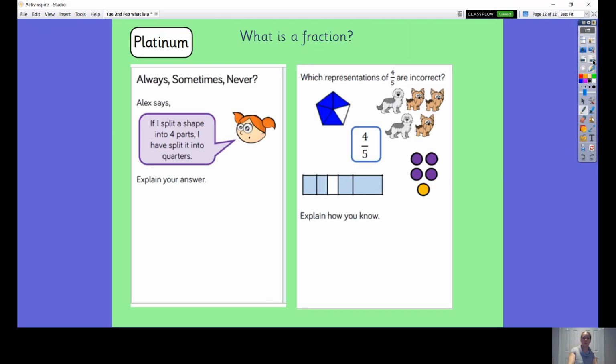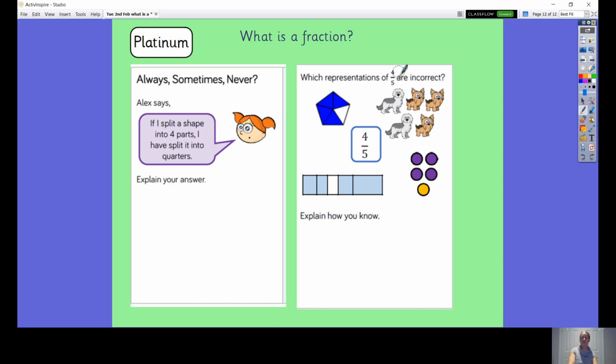And then we can move on to the plastering task, which is all sometimes never to start with. So Alex says, if I split a shape into 4 parts, I have split it into quarters. Is she always correct? Is she sometimes correct? Or is she never correct? And think about those 4 parts, what they need to be, okay? And then explain your answer.